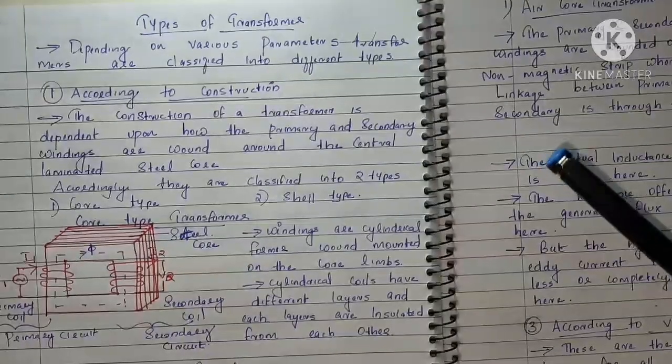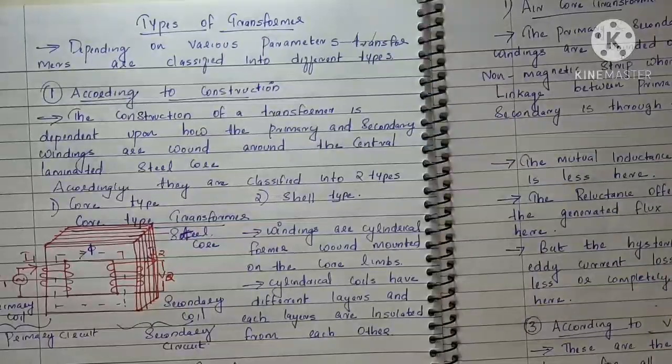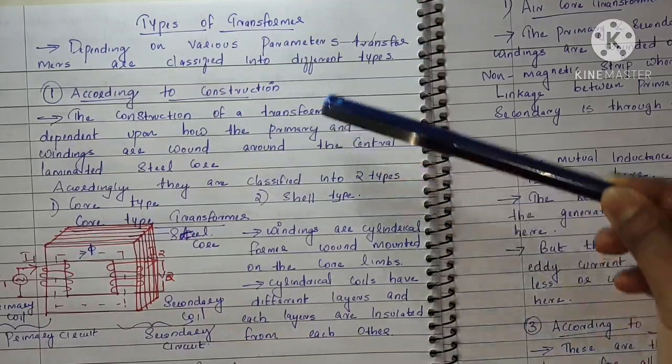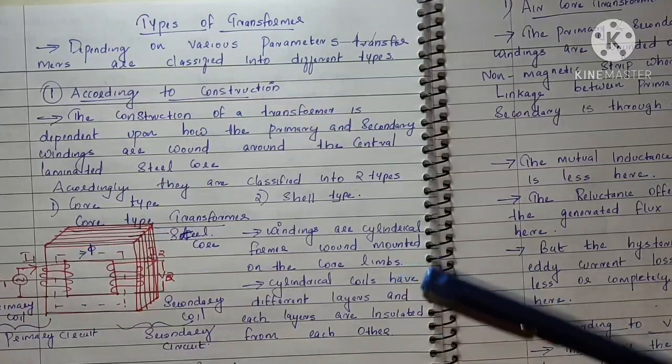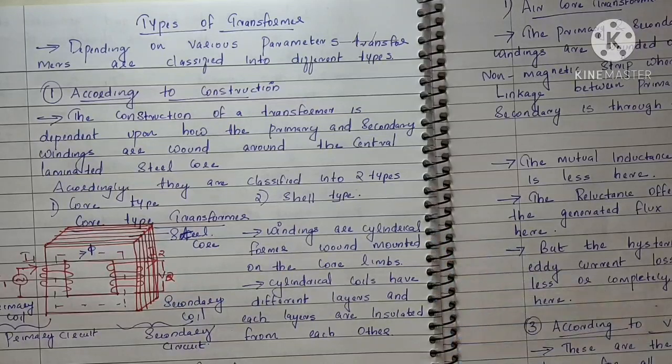Next, we will discuss types of transformer. Depending on various parameters, transformers are classified into various types. First, according to construction. The construction of a transformer depends on how the primary as well as secondary windings are wound around the central laminated steel core. Accordingly, they are classified into two types. One is core type transformer and the second one is shell type transformer.